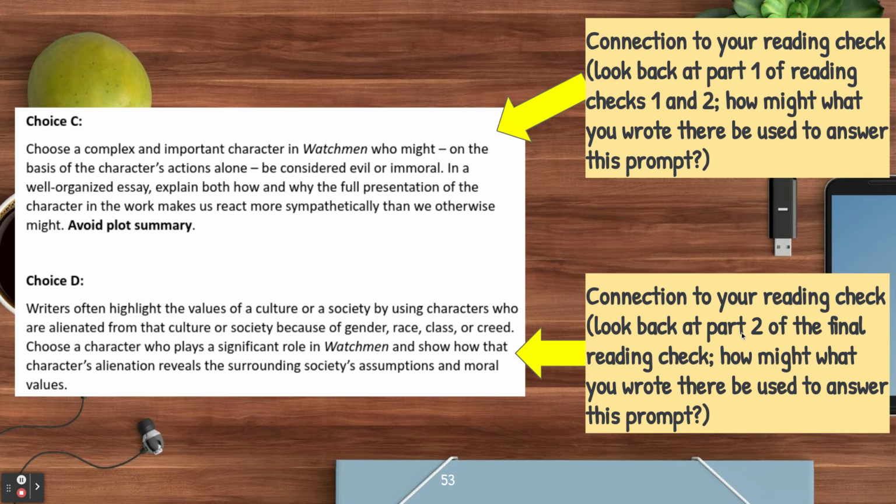Again, if you look back at part two of the final reading check, you may have already touched on this. So you could recycle some of that information. You also may have touched on this in parts 1 and 2 of the first two reading checks, potentially. If you talked about how characters weren't getting along with one another, ask yourself, well, wait a second, is that because one character was supposed to represent society and one character was supposed to represent opposition to society and the status quo, etc.?